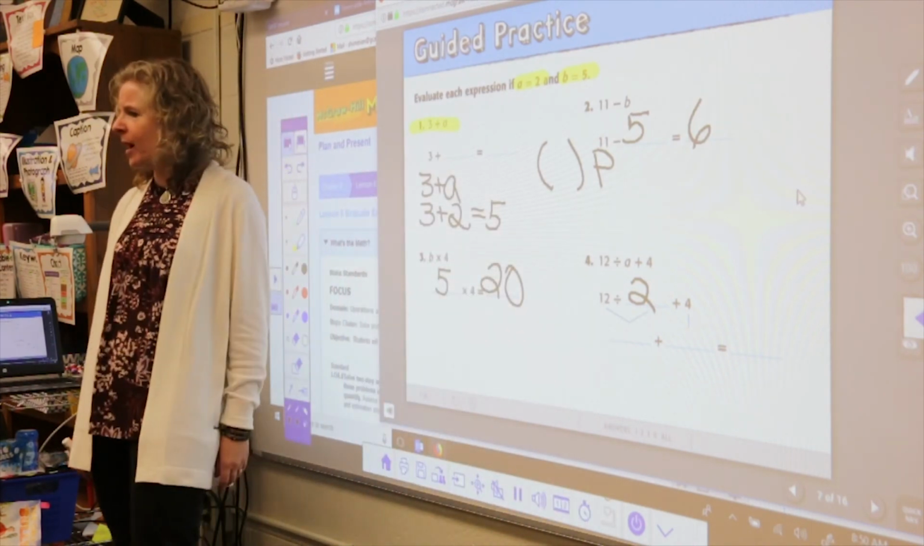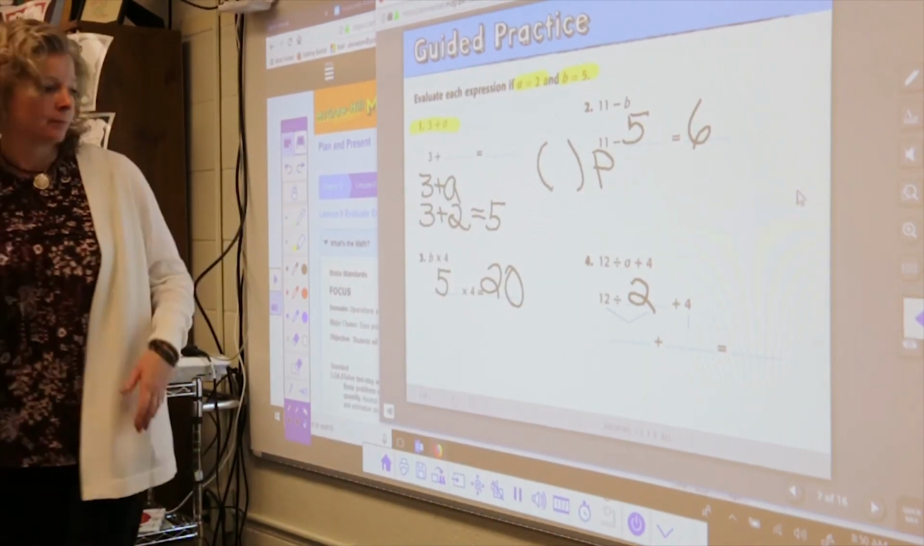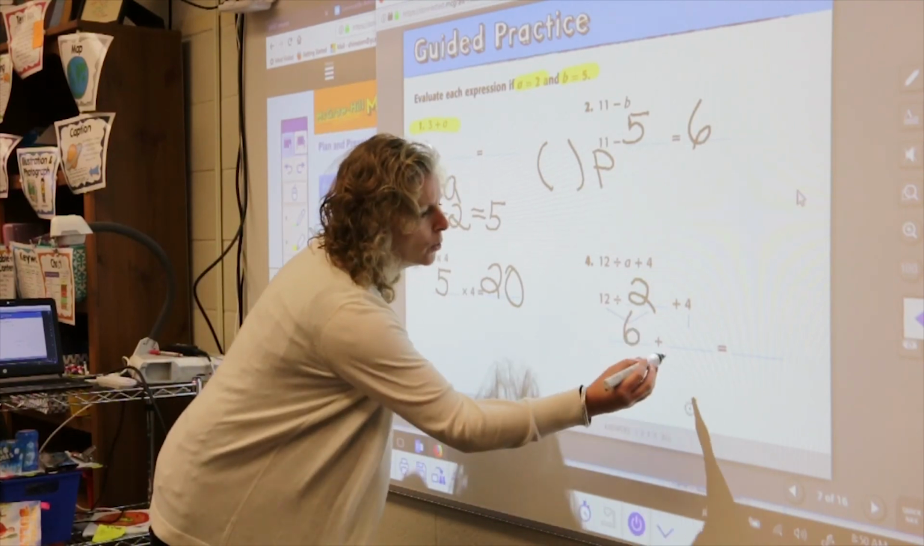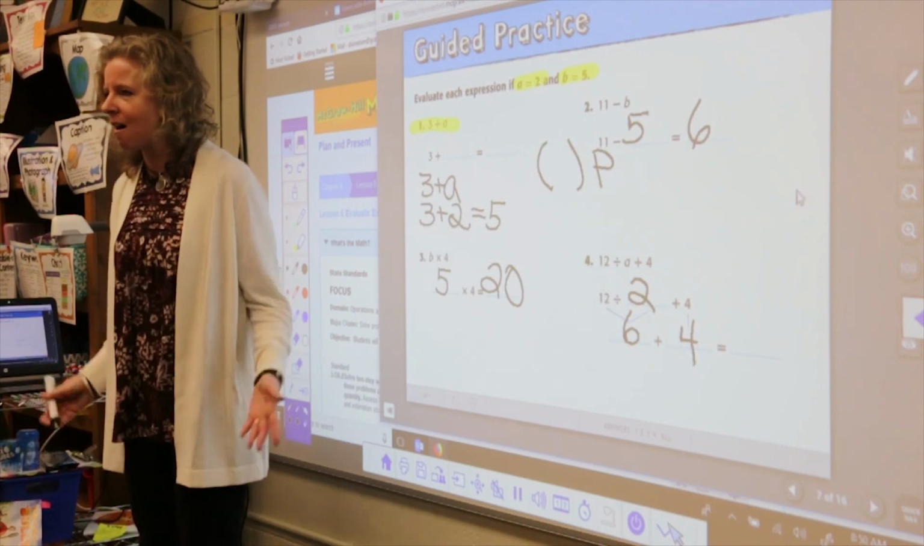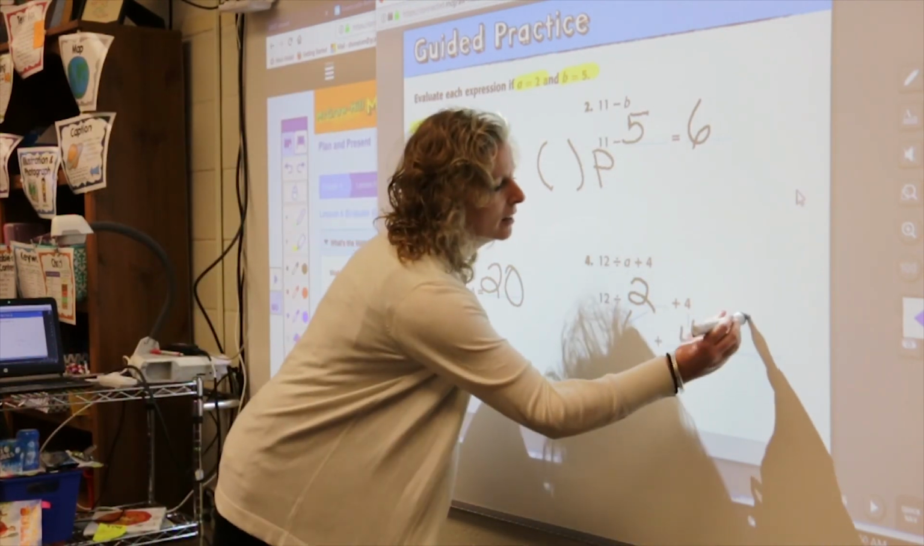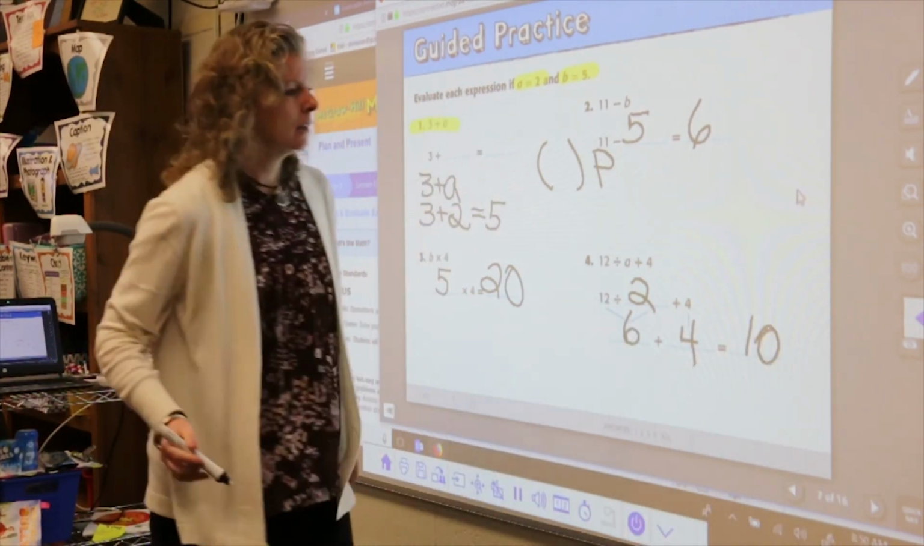What is 12 divided by 2? It is 6. And then what do we do with that 4? Bring it down. They even told us. What's 6 plus 4? 10. All right. It is.